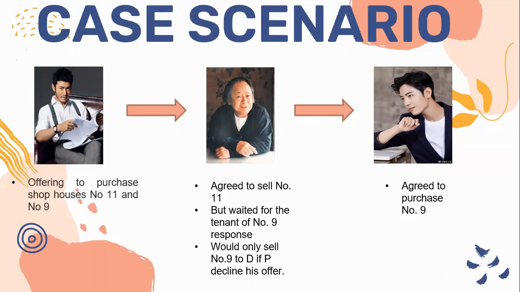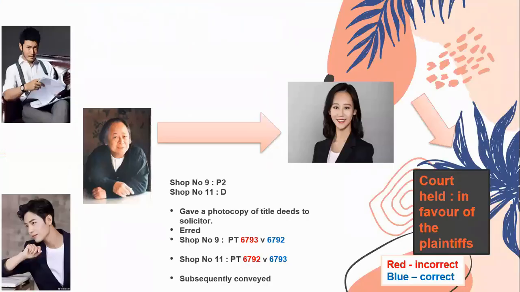So Mr. Yi took both the second plaintiff and the first defendant to see the solicitor. He told the solicitor that shop house number 9 was to be sold to the second plaintiff, and shop house number 11 to the first defendant. He gave the solicitor a photocopy of the title deeds on the respective lots, marking number 9 on the copy of the title deeds as 6793 and shop house number 11 as 6792. The correct marking should have been the reverse. Number 9 should be 6792 and number 11 should be 6793.